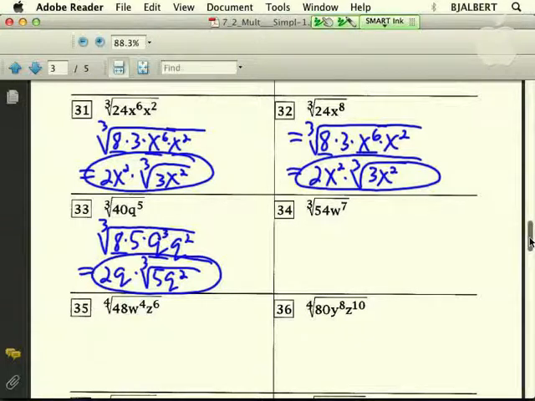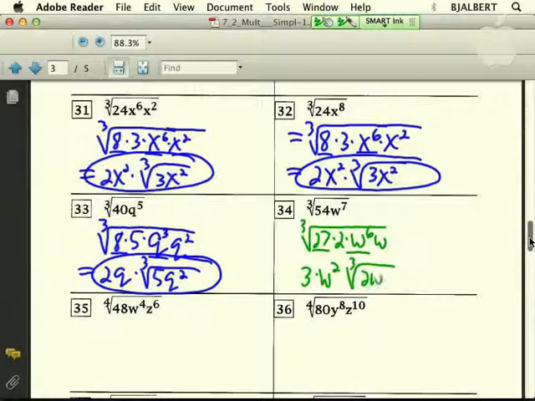Number 34. Cube root of 27 times 2 times w to the 6 times w. The cube root of 27 is 3. The cube root of w to the 6 is w squared. And you're left with the cube root of 2w.